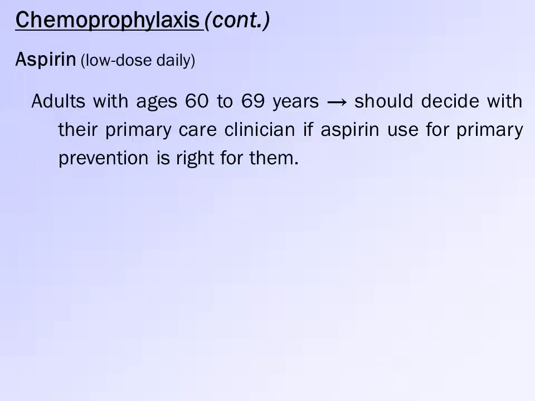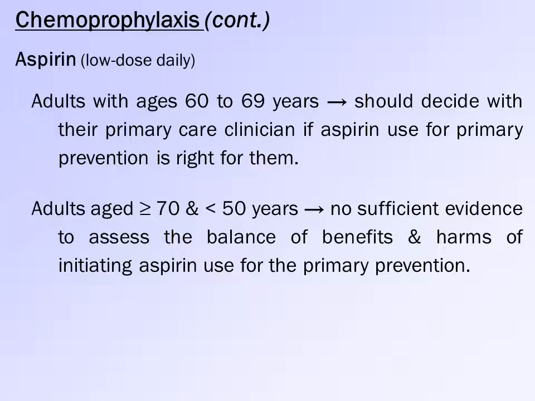Adults with age 60 to 69 years should decide with their primary care clinician if aspirin use for primary prevention is right for them. For adults aged 70 years or older and those younger than 50 years, there is not sufficient evidence to assess the balance of the benefits and the harm of initiating aspirin use for primary prevention.